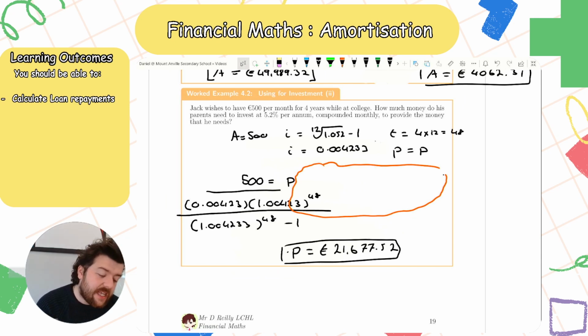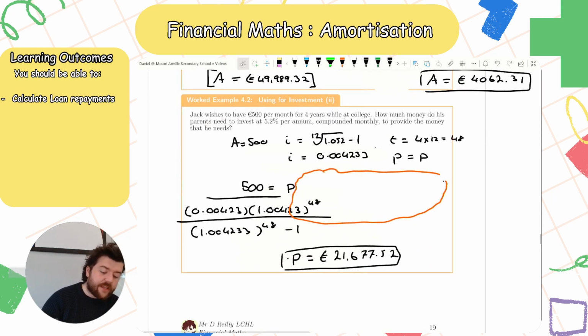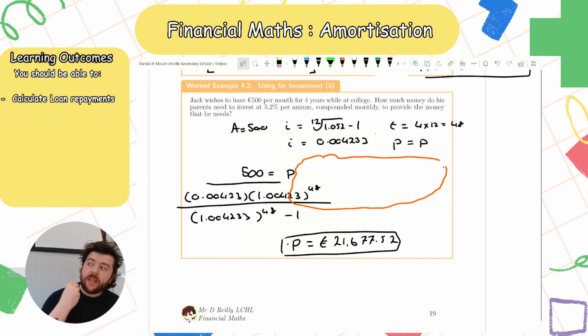Right. And that is the amortization formula and how to use it. So that works when you want to find how much you have to pay in a loan over a certain period for each period.